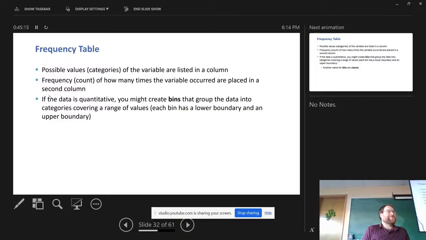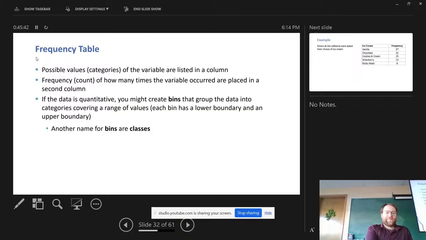But if you don't want it to be that specific, maybe you want, say, 1 or 2 pieces. How many people would have 1 or 2? Or how many people would have 3 or 4 pieces? But grouping the values like that into categories is the idea. Bins can also be called classes. But essentially, it's just how you want to split up the categories to collect the data.